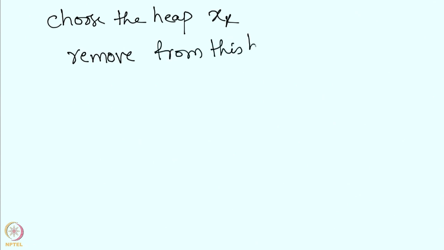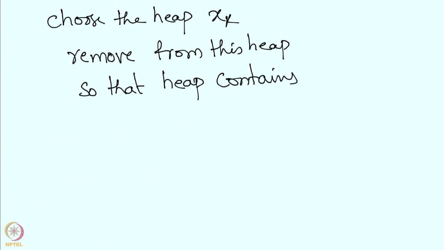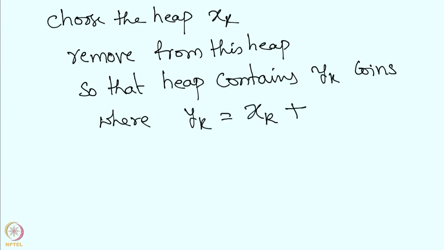So, we look at that kth heap, xk, and we choose that heap. We remove coins from this heap so that the heap contains yk coins, where yk is equal to xk Nim-Sum S.